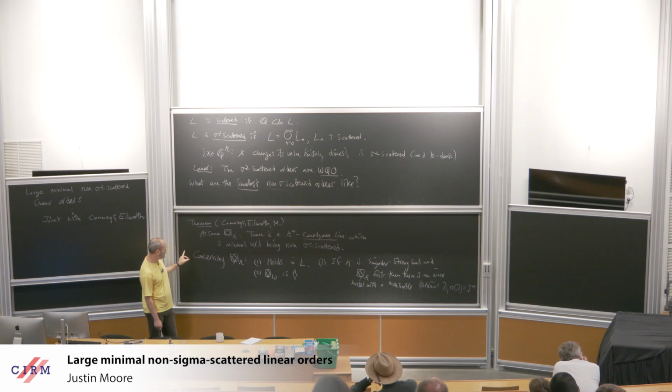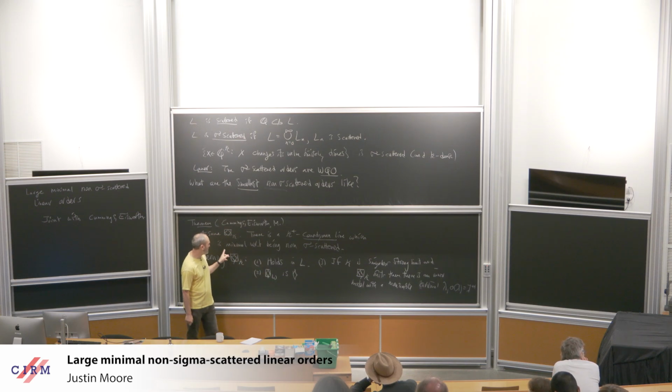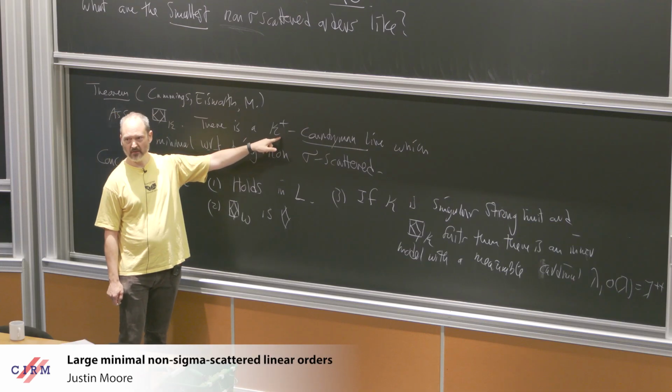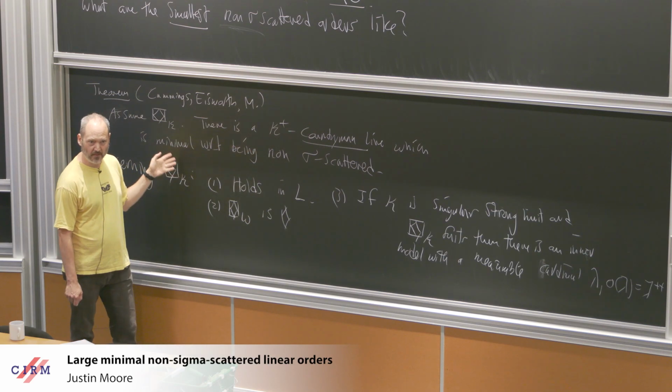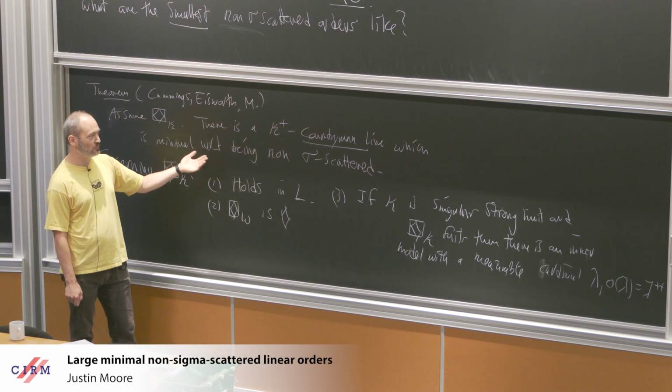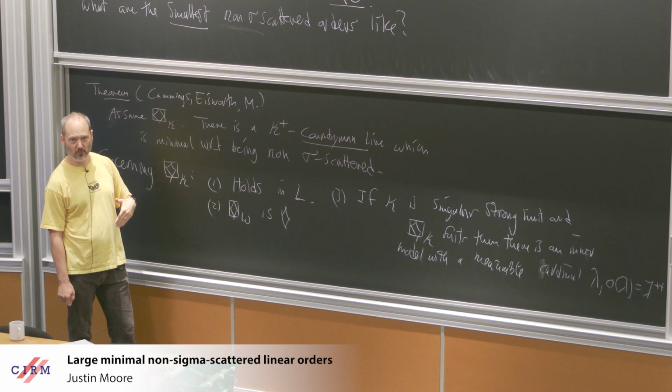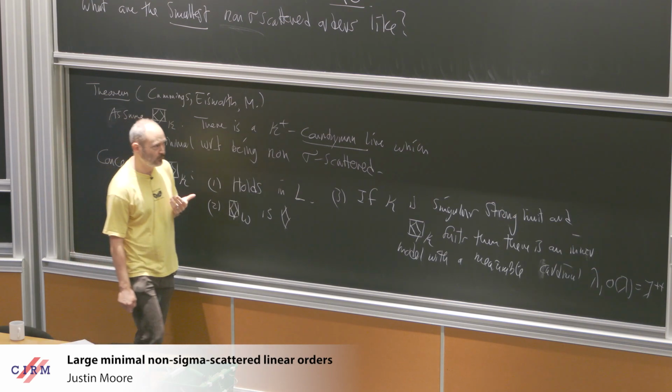And so the case of kappa equals omega is already interesting. So kappa equals omega tells you that diamond implies that there's a Countryman line, which is minimal with respect to being non-sigma scattered, which means that this Countryman line embeds into all of its uncountable suborders, which answers a question of Baumgartner.